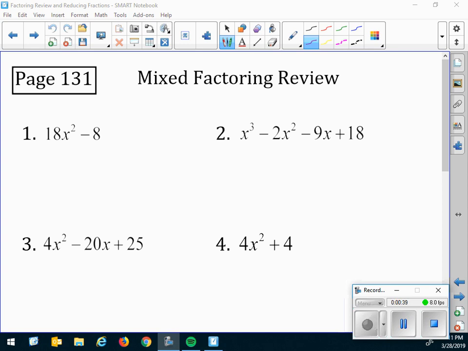Let's look at number 1. What's the first thing you always look for when you factor? Is there one on number 1? Yeah. What is it? 2. Now, if we factor out a 2, what are we left with? Good. 9x squared minus 4. After you factor out a GCF, your question is, self, am I finished?